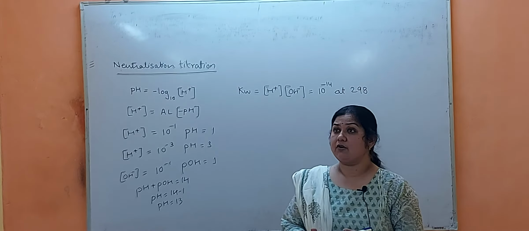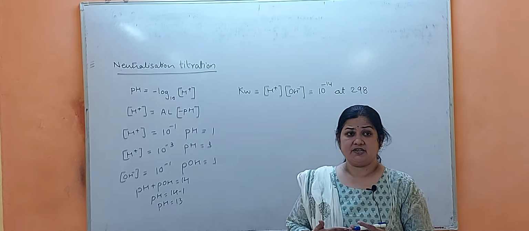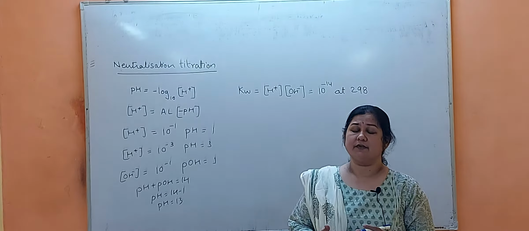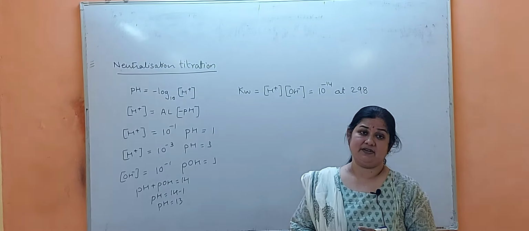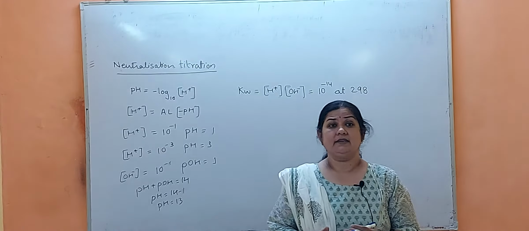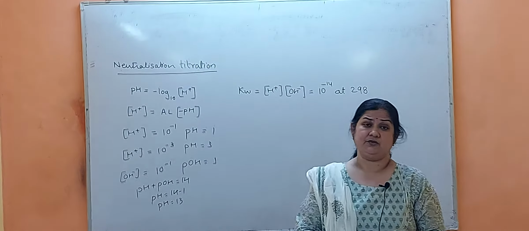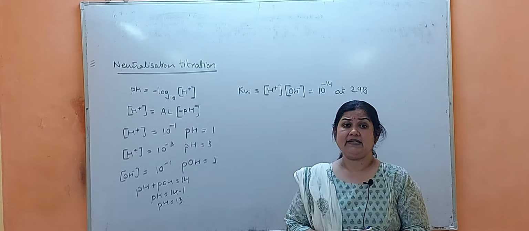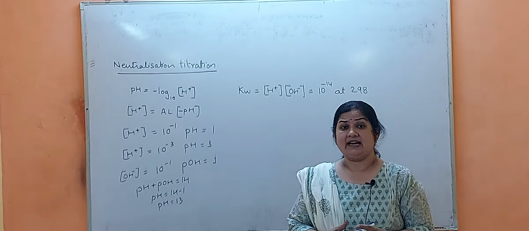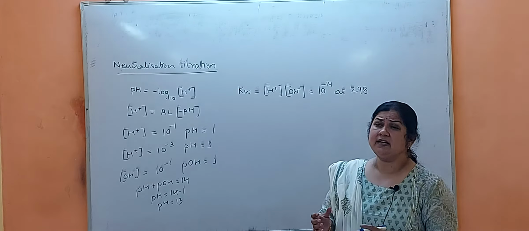Now before moving on to where the reaction is complete, let's first see once again what we mean by equivalence point, what we mean by end point, and what is titration error. Equivalence point is a point where the amount of titrant added is stoichiometrically equivalent to the amount of analyte. That is, the neutralization reaction is completed between the titrant and the analyte. This is the equivalence point.